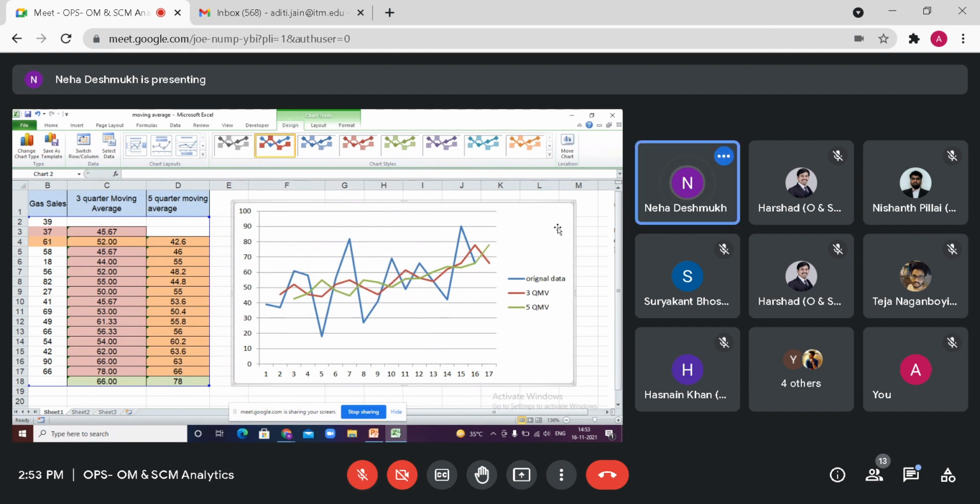Yes, ma'am. So is this a smoothing technique? The blue line has more fluctuation. The brown line has less fluctuation. And the green line is smoother than the brown line, right?